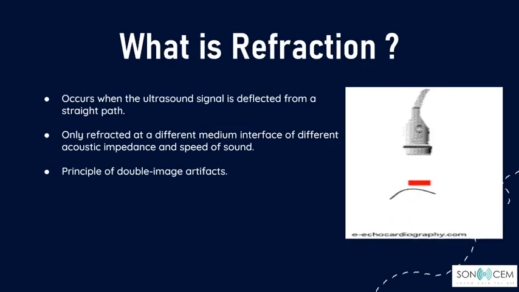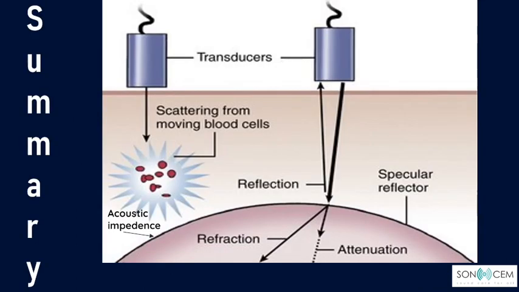Besides attenuation and reflection, ultrasound waves are refracted when passing from one tissue to another of different speed of sound and acoustic impedance. This is the principle of double image artifacts. This is the summary of ultrasound interaction in the tissue. To recall, these waves undergo attenuation, reflection, and refraction, and acoustic impedance plays a huge part behind its occurrence.